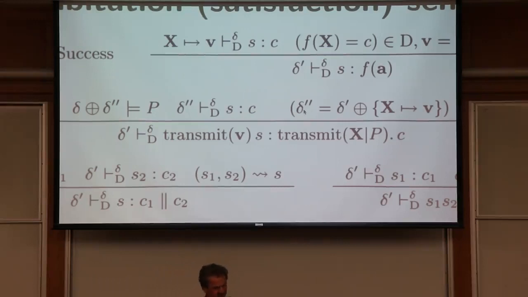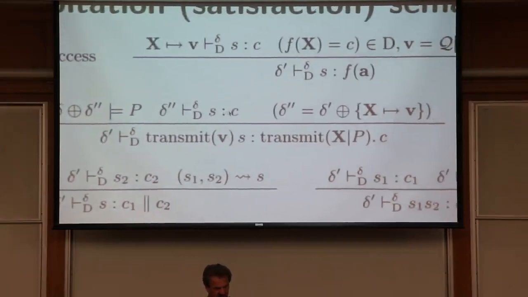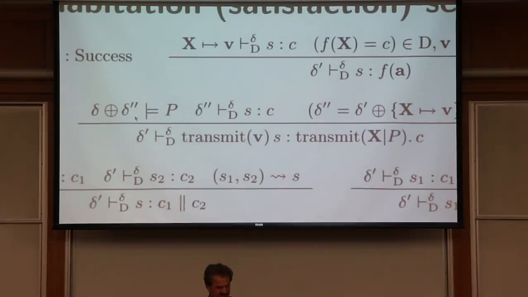Remember there could already be some variables that have been bound in previous transmits. They will be in the delta here. This should have been delta prime, I guess. No, it is. So that's true, yes. It's a delta double prime. So with the delta double prime, is the predicate satisfied or not?